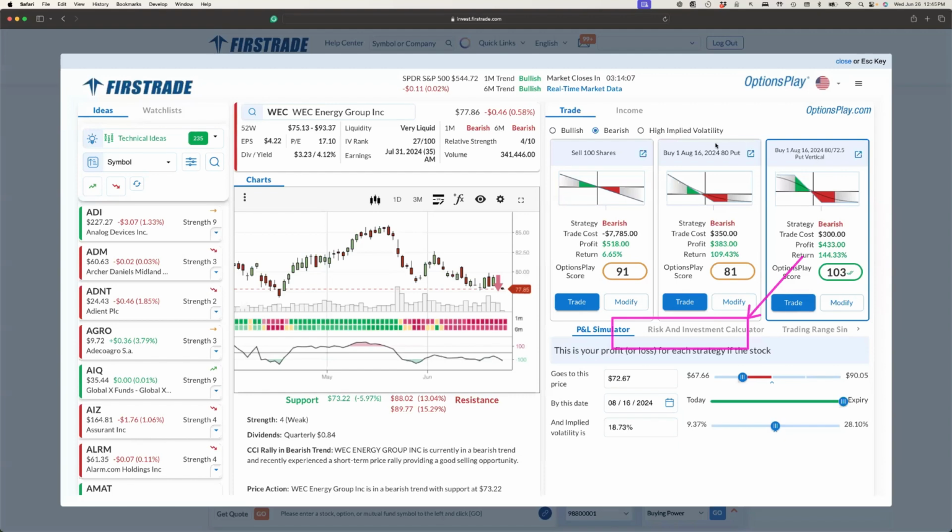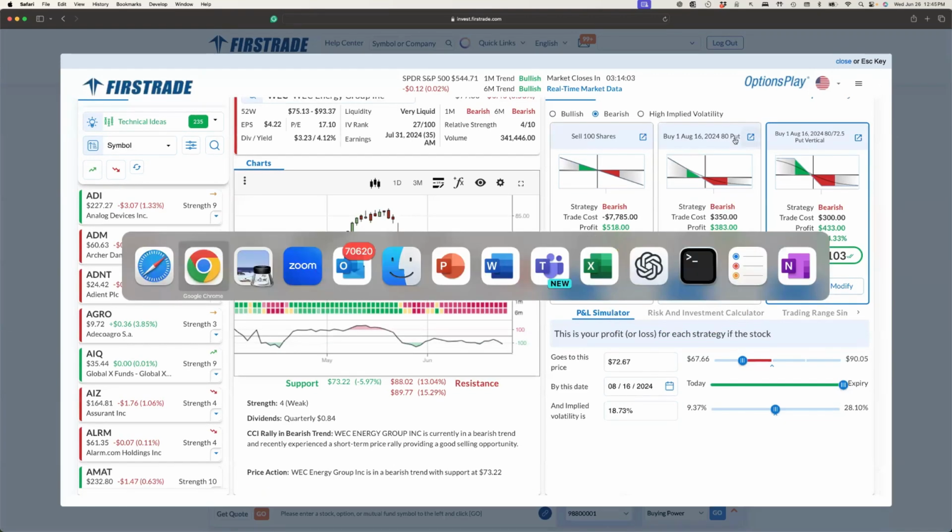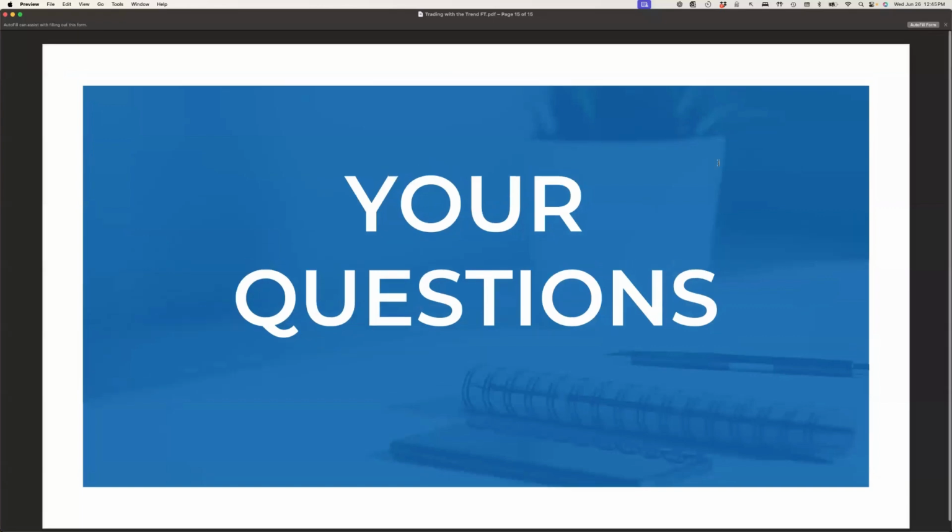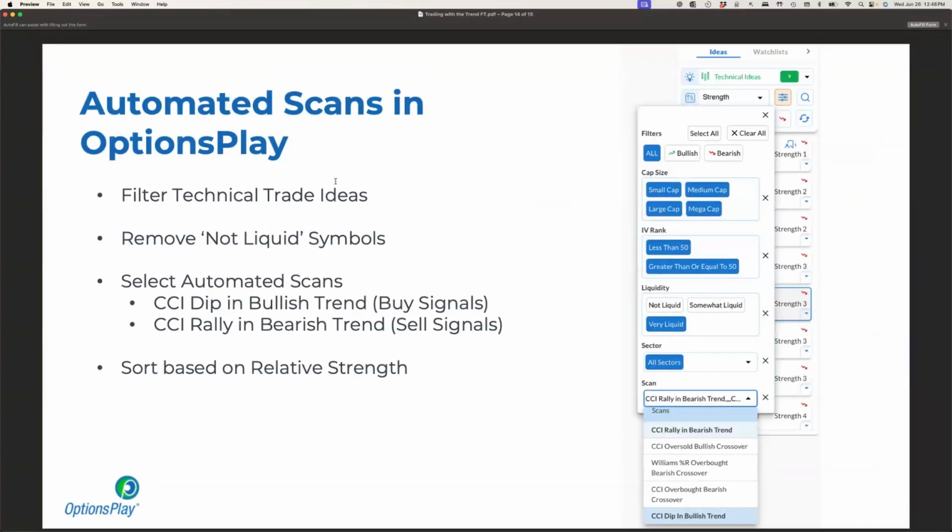Can you please show again the filters that you selected? Sure, I'll show it to you on this. So what I'm looking for is I remove the liquid and somewhat liquid liquidity, and you're looking for these two specific scans, CCI rally and CCI dip. Those are the two scans.